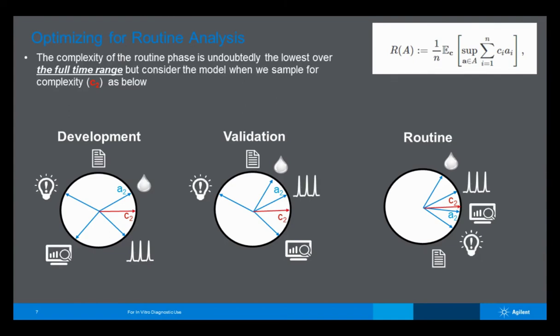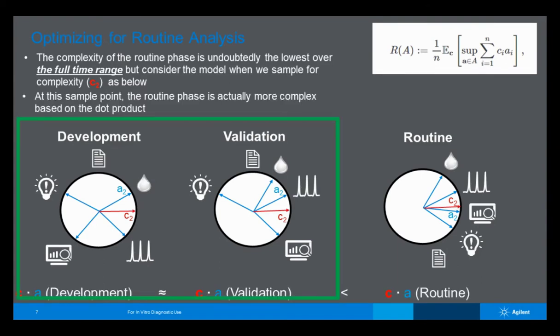So let's consider it at another point. So for example, if we took it at the 3 o'clock position, consider it when we're at the 3 o'clock position as we've done here. And in this particular case, we can actually see that the development and the validation, at least at this one data point, are the least complex of both of them. So at this particular point the routine phase is actually the more complex model there too.